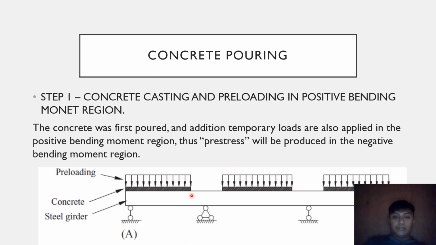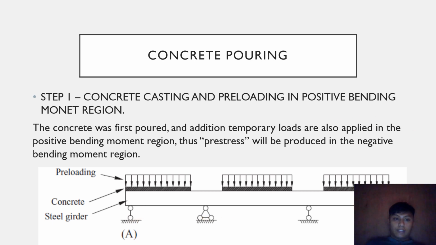We already know about these terms. This means that the first process is to pour the concrete. Here are the concretes, these dark portions, and the next one is the application of the preloads. Here are the preloads, the arrows, uniformly distributed loads pointing downward. That particular preload will create a pre-stress on the concrete. This is to analyze the performance of the structure.